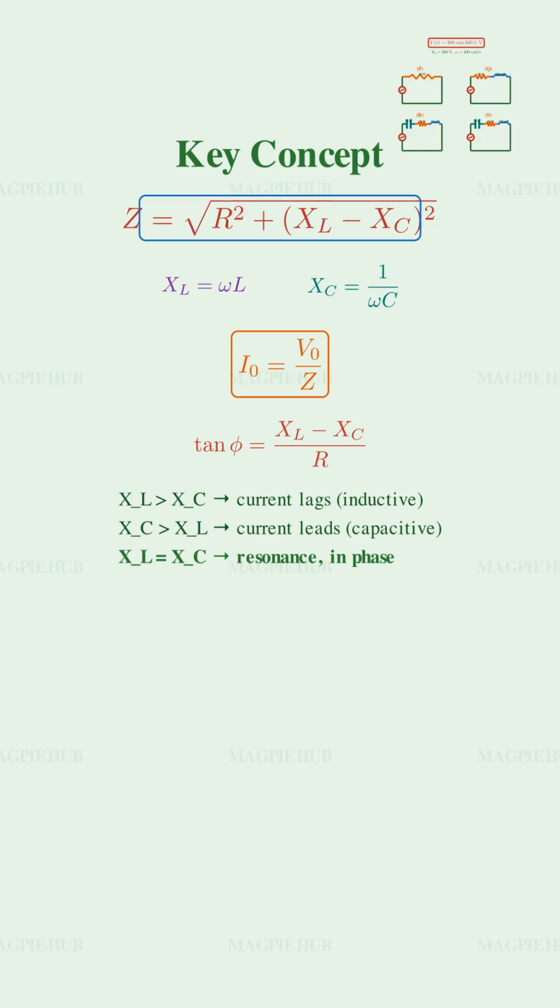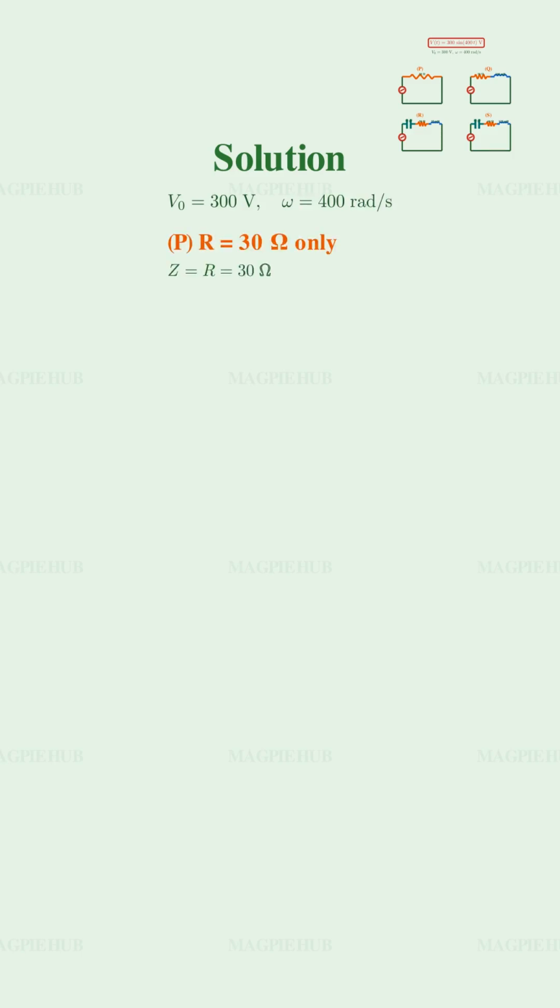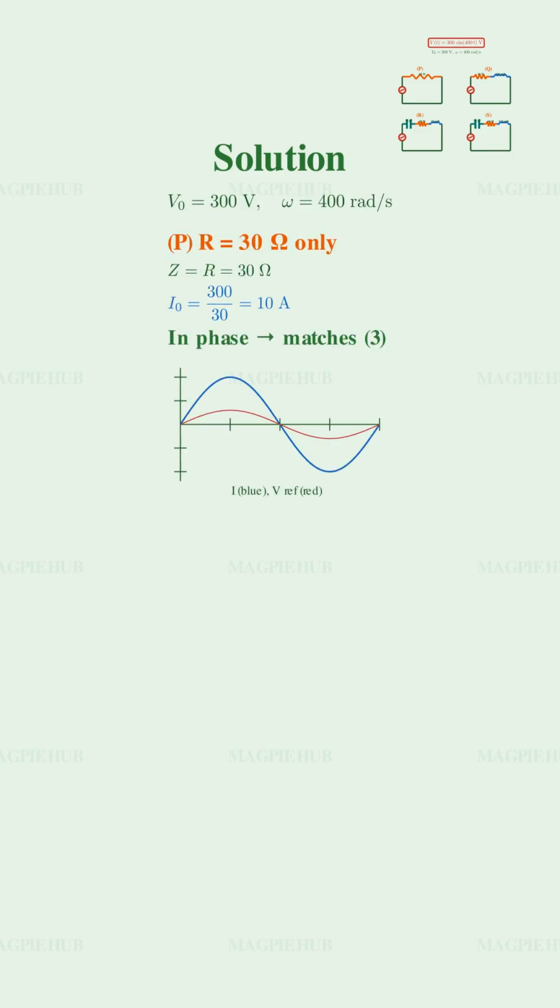If XL is greater than XC, current lags the voltage. If XC is greater than XL, current leads the voltage. At resonance, XL equals XC, so Z equals R and the current is in phase with voltage. Now the solution. We have V0 equals 300 volts and omega equals 400 radians per second.